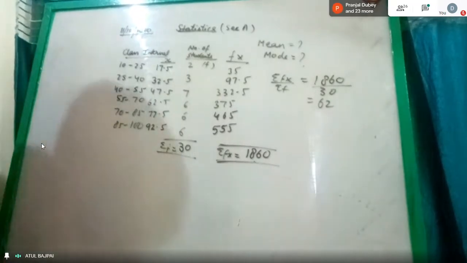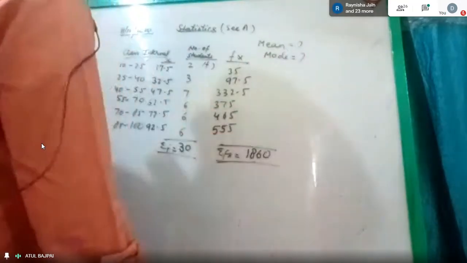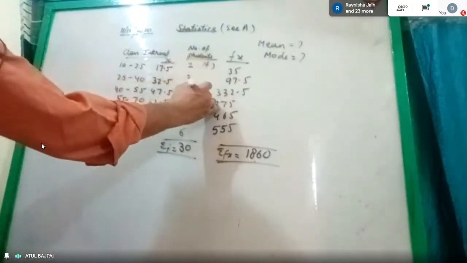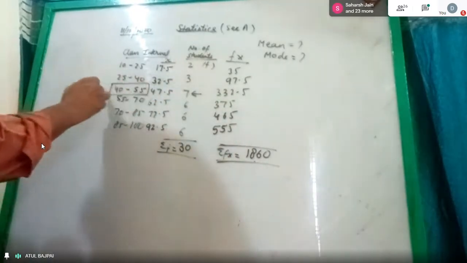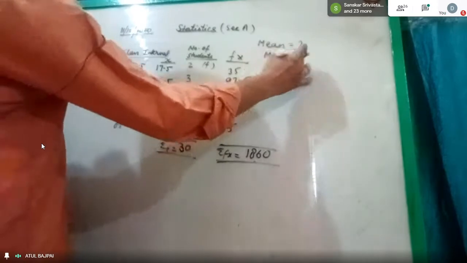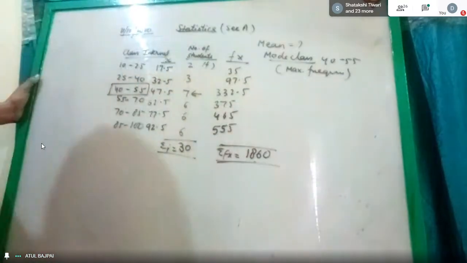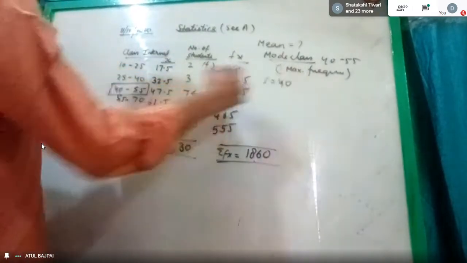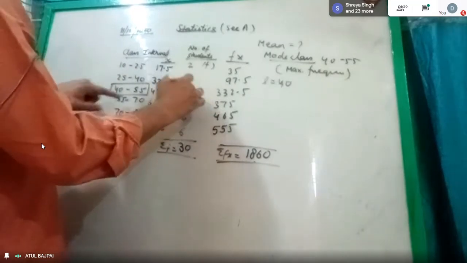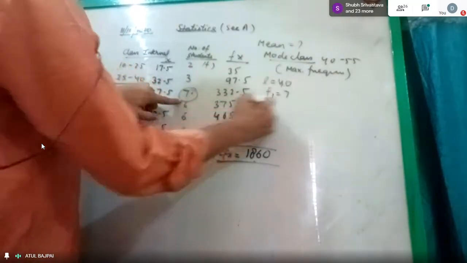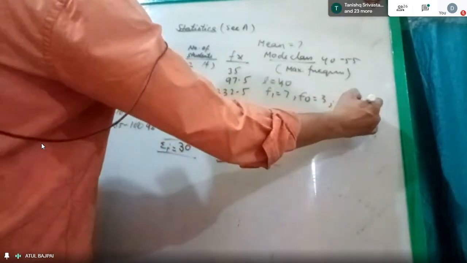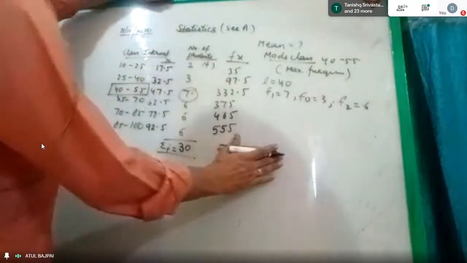Okay, now finding the mode. Simple part. Mode means highest frequency. I can see the highest frequency is this, so this becomes my model class. What is L? The model class will be 40 to 55, because it has the maximum frequency. Write this reason. So what is L in this case? 40. What is the frequency in this case? That is F1, 7. What is the frequency before it? That is 3. What is the frequency after it? That is 6. So let us apply the formula of mode.